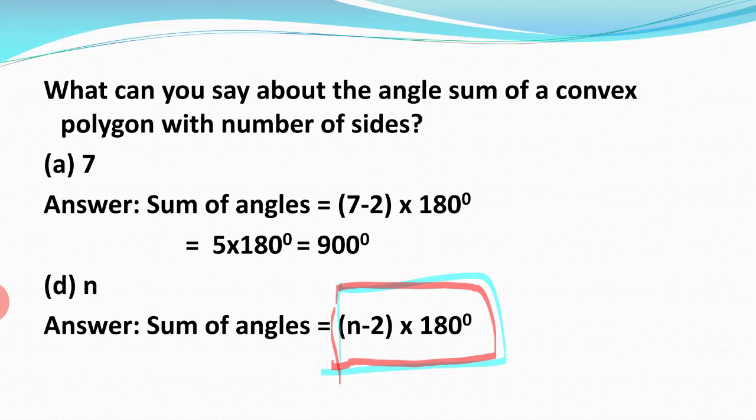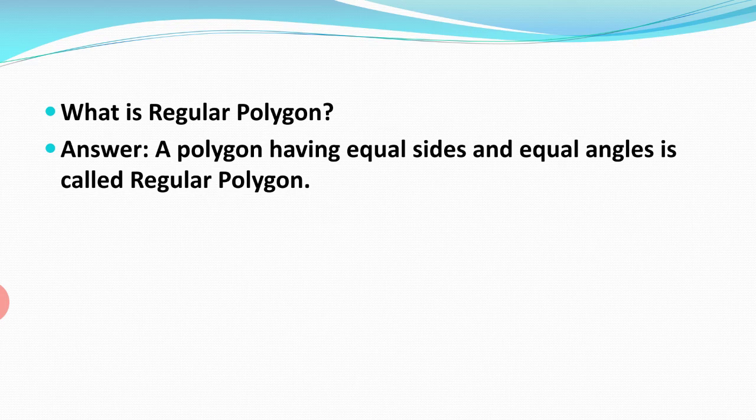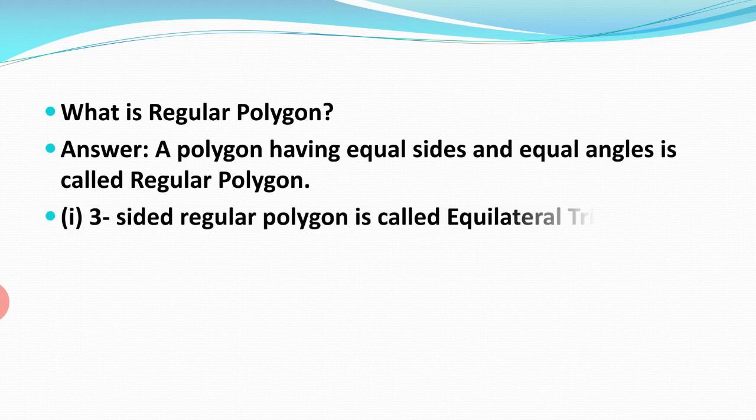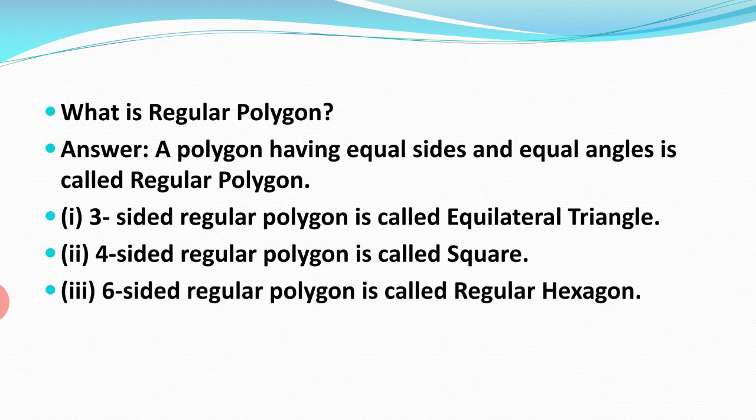Now next question, what is a regular polygon? So you know the definition. A polygon having equal sides and equal angles is called a regular polygon, and a 3-sided regular polygon is called an equilateral triangle, or 4-sided it is a square, and a 6-sided regular polygon is called a regular hexagon.